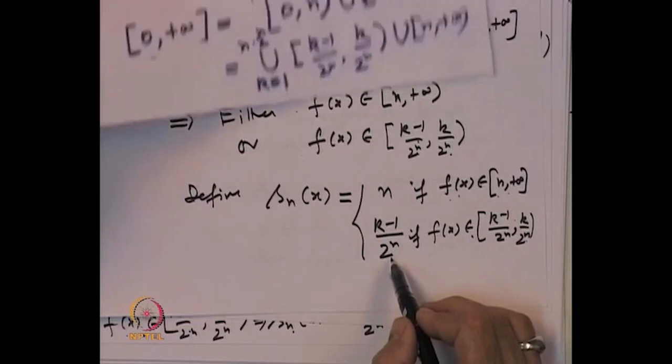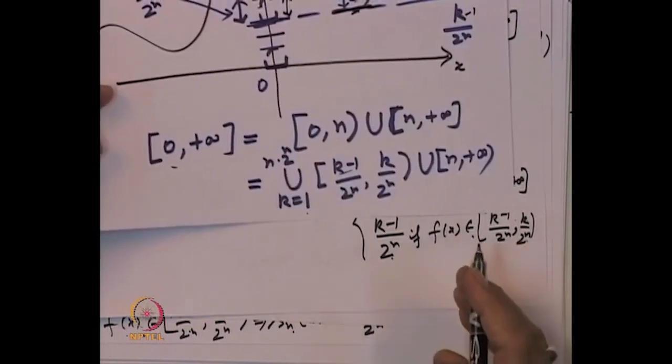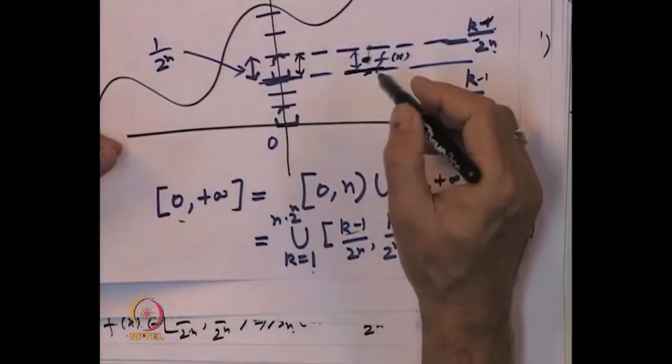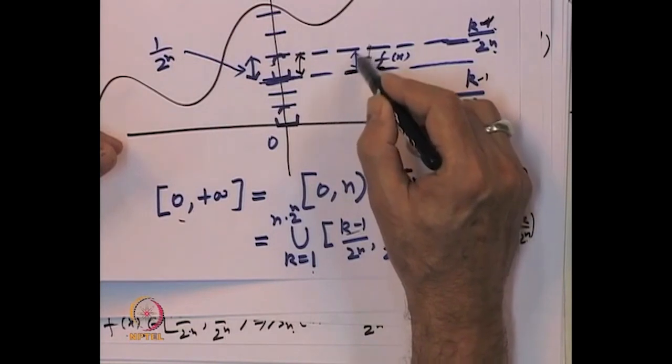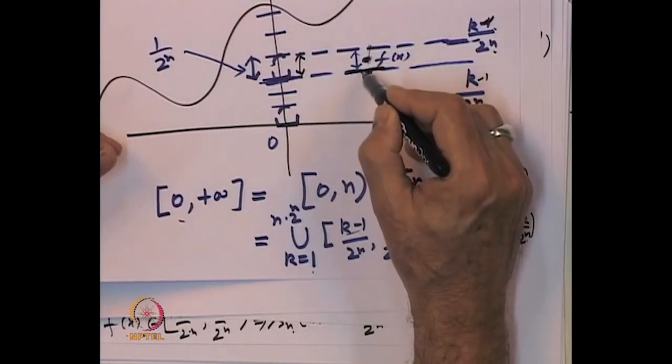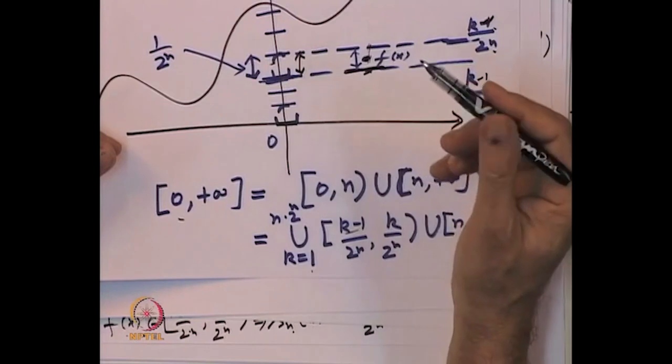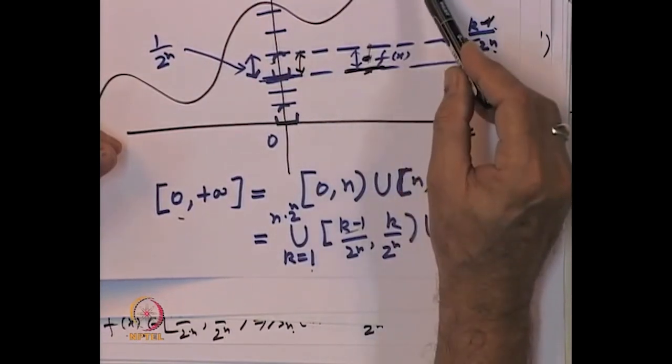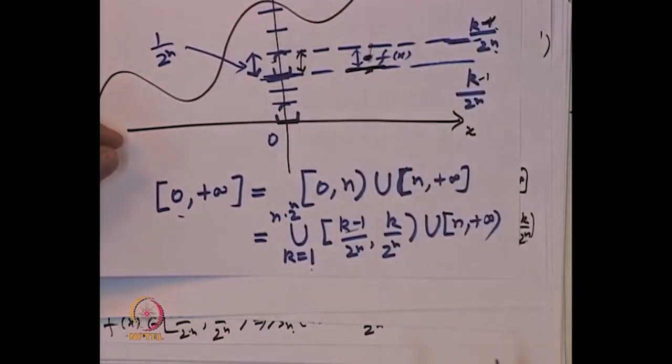So this sequence is increasing. For any point x, f of x and Sn will be at most a difference of 1 over 2 to the power n, for n large enough, or if not, then Sn will go to infinity.